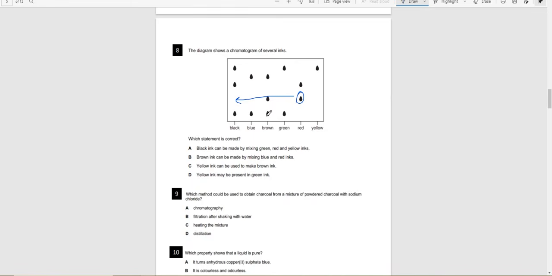Blue is there. What about red? Either spot. This spot, red cannot make brown. One of the spots is not there. Yellow ink can be used to make brown ink. Can yellow ink be used to make brown ink? No, no spot is adjacent. Yellow ink may be present in green ink. Yes, yellow ink may be present in green ink. This is the only spot it can be present in green ink. Yes, the answer would be D.